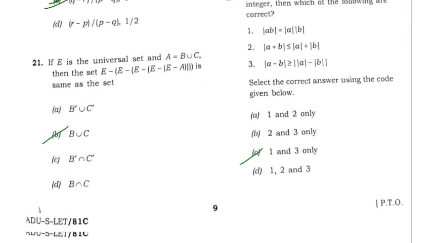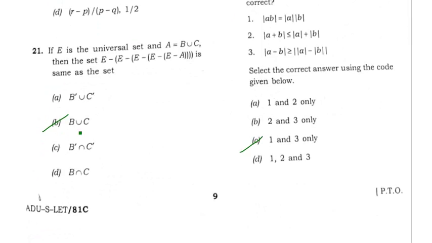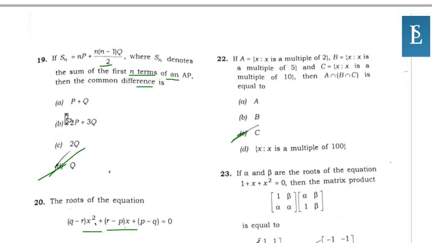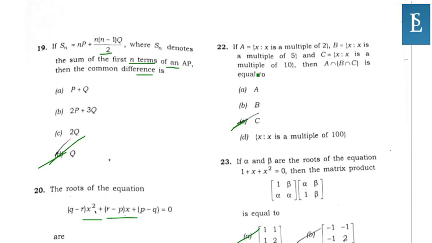Okay, if E is the universal set and A equal to B union C, then the set E minus (E minus (E minus A)) is the same as the set B union C. This is a simple problem of sets, you will get to know about this answer. If A equal to x such that x is a multiple of 2 and B equal to x such that x is a multiple of 5 and C equal to x such that x is a multiple of 10, then A intersection B intersection C is equal to, so it will be equal to C. Okay.